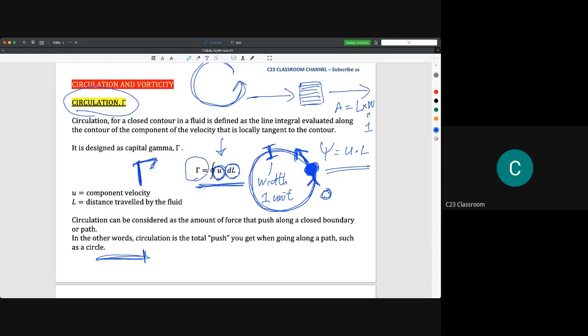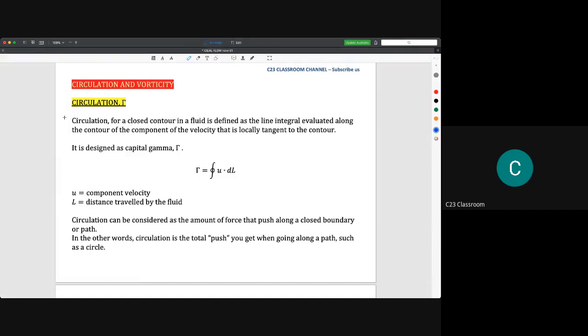Awak tak masuk lagi perkataan phi ni. Okay, so it's okay. So saya ulang lagi sekali di sini. Okay, jadi first what you need to understand is about the circulation. Okay, the circulation is, the idea is, it's written by gamma, and the equation is the multiple of u component velocity with the distance traveled by the fluid. Okay.